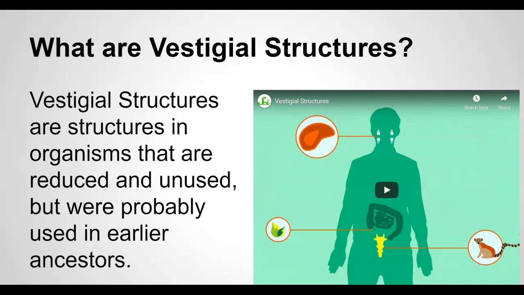Vestigial means reduced and unused. We have a tailbone. We don't actually have a tail. We have an appendix that doesn't work. We have that little membrane on the inside of your eye that doesn't work. All of those were used maybe thousands of years ago. Like the appendix in dogs actually prevents them from getting sick from eating rotten meat. We cook our food.